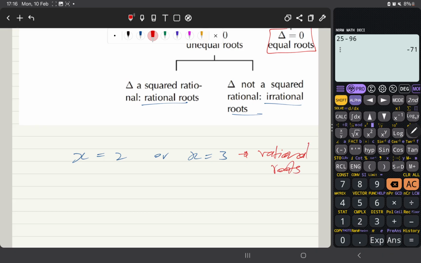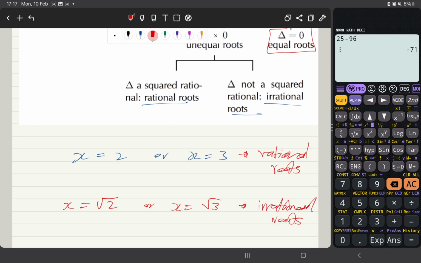But if you have irrational roots, it will be something like x is equal to square root of 2 or x is equal to square root of 3. Then you have irrational roots, right? Basically, that's just it.